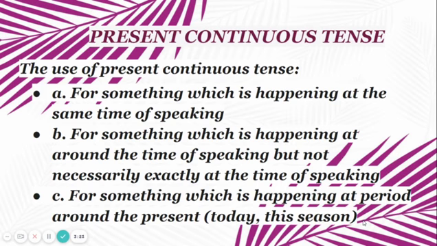Now we can see the use of present continuous tense for something which is happening at the same time of speaking. It denotes the present thing that is happening at the same time of speaking. Okay, for something which is happening around the time of speaking, but not necessarily exactly at the time of speaking. Something that happens around us, okay, at that particular time, but it does not speak about the particular time.